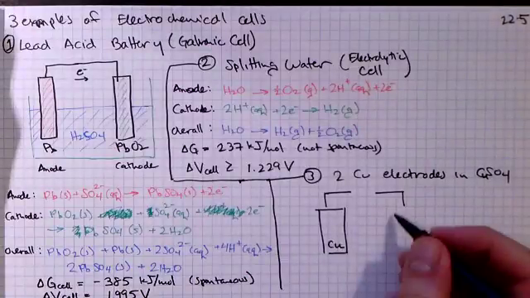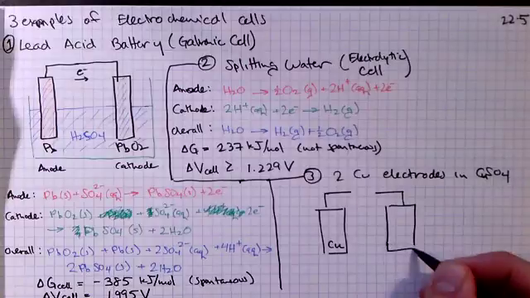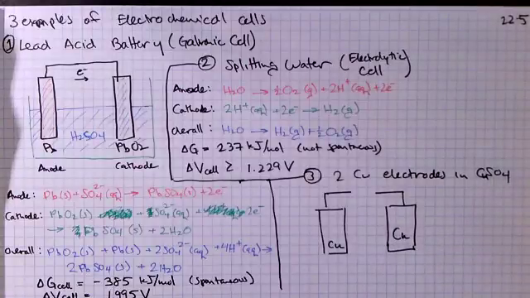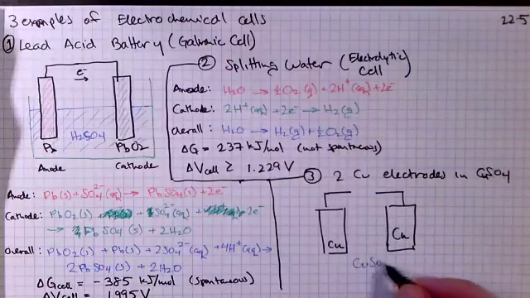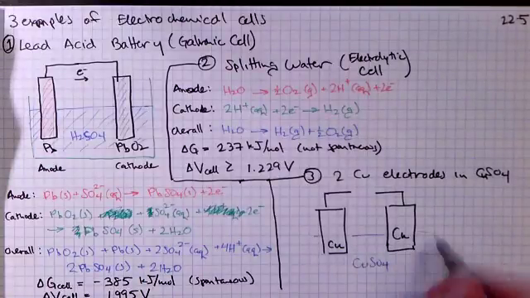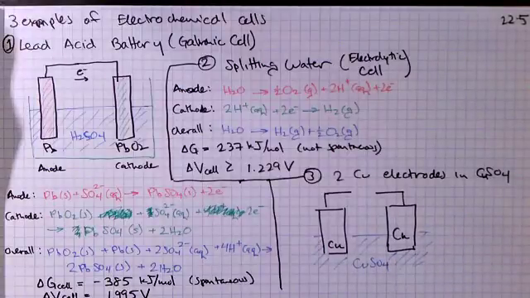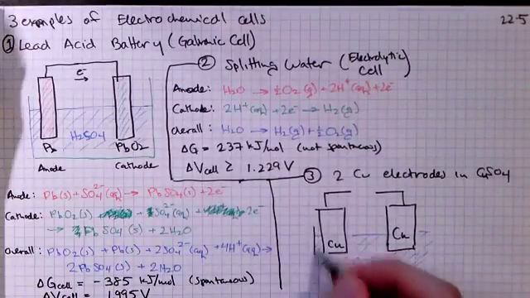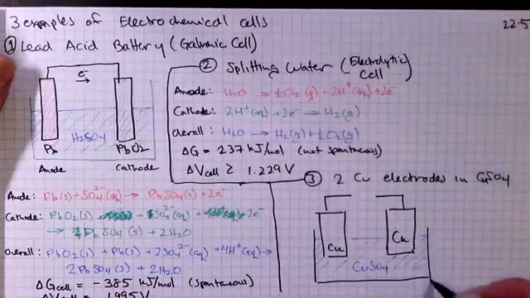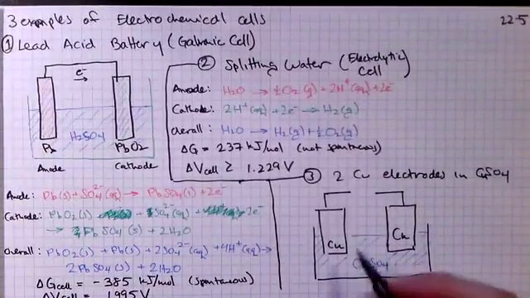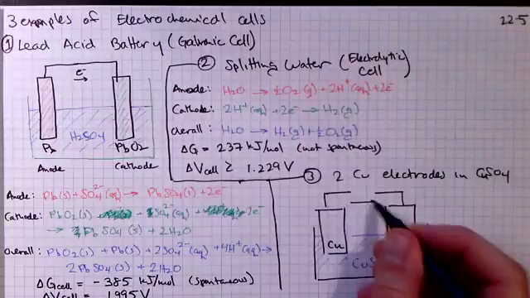So here we would have these are both copper, and we'd put them in this CuSO4 solution, this electrolyte. Now in this case, obviously, we're doing the same thing no matter which way we run the current.